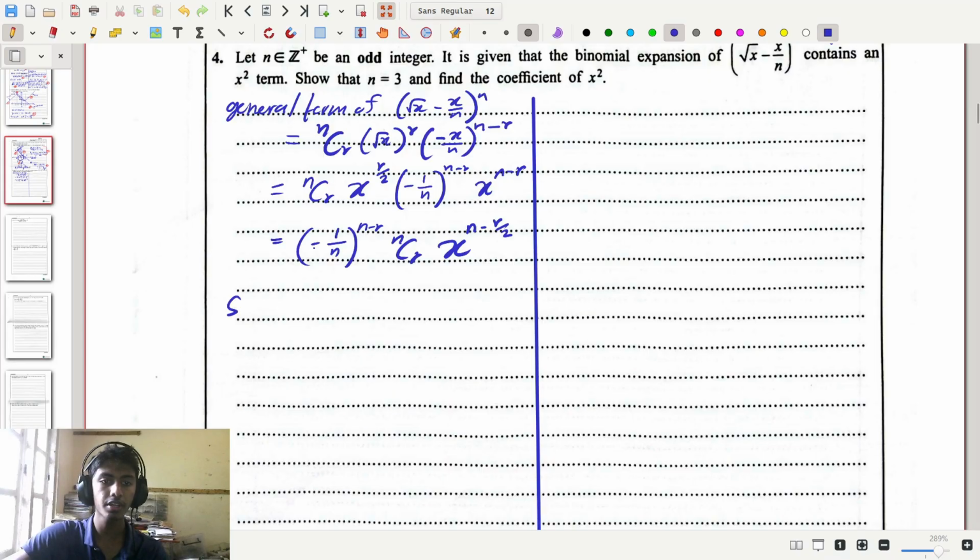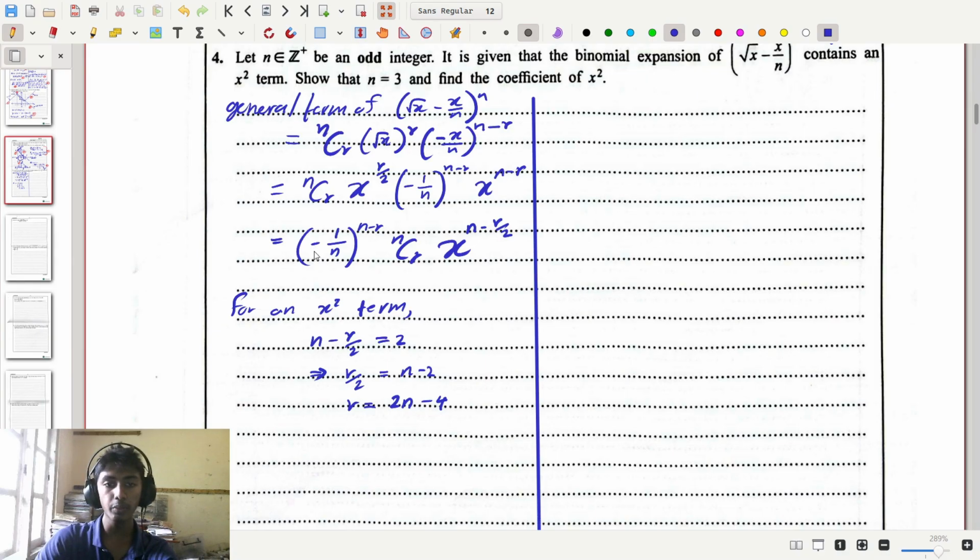So we could just say, for an x squared term, we need the condition that this power of x, which is (n minus r) divided by 2, is equal to 2, which implies that if we simplify this a little bit, r divided by 2 is equal to n minus 2, and if we simplify it a little bit further, we get that r is equal to 2n minus 4.